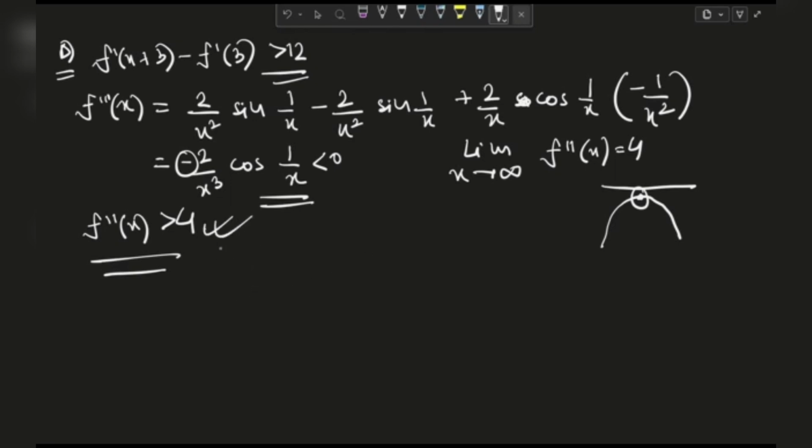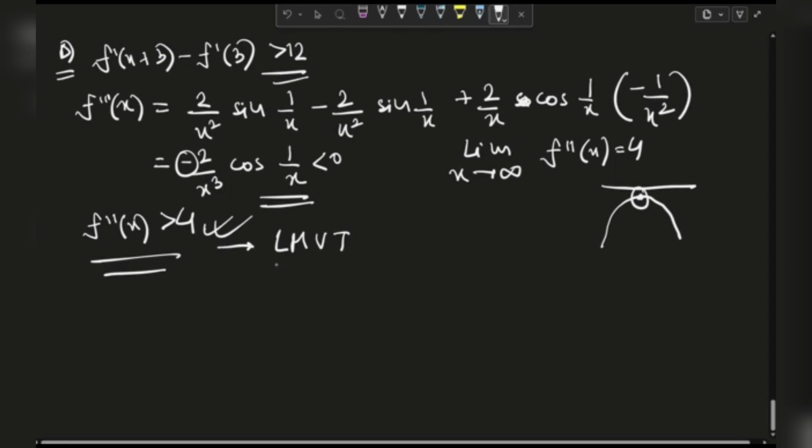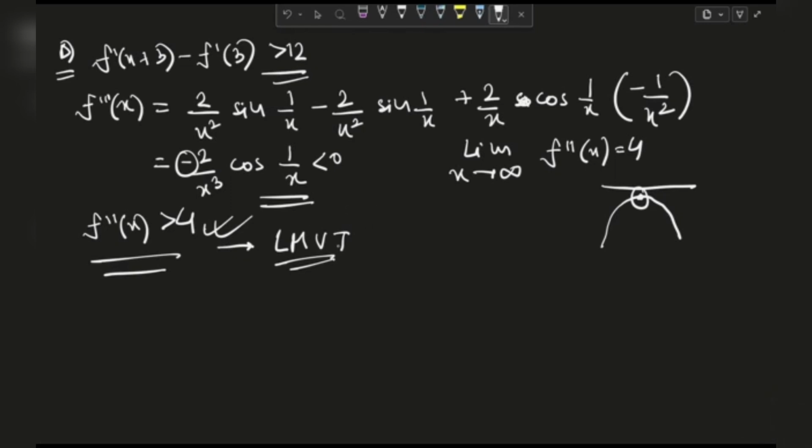And now it will be pretty easy to ascertain for us. Basically that is the point why they have given x plus 3. We have to apply our LMVT. I hope you guys know what is LMVT. LMVT is your Lagrange mean value theorem. I thought this could have been solved by intermediate value theorem, but I guess no. Better to use your Lagrange mean value theorem.